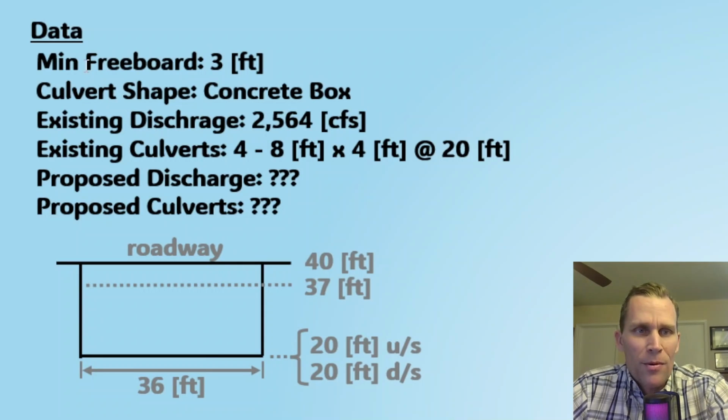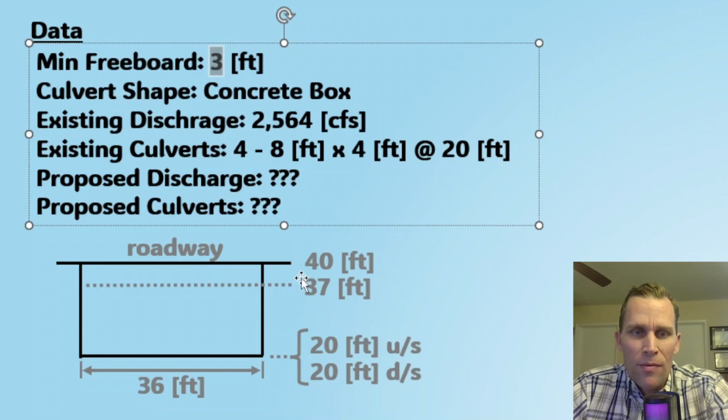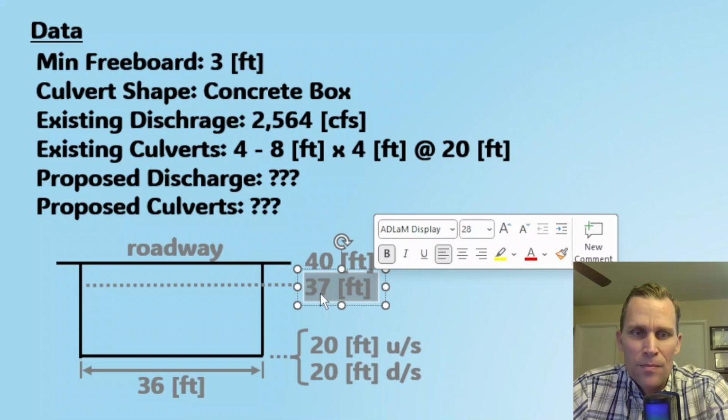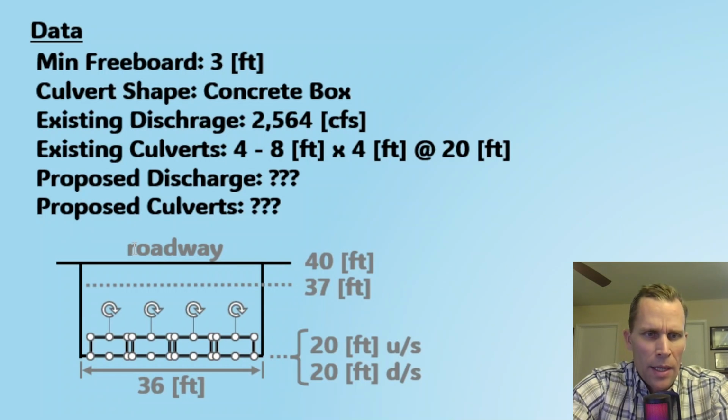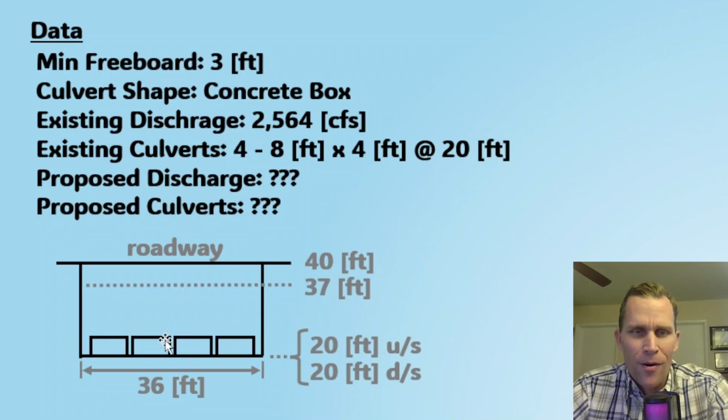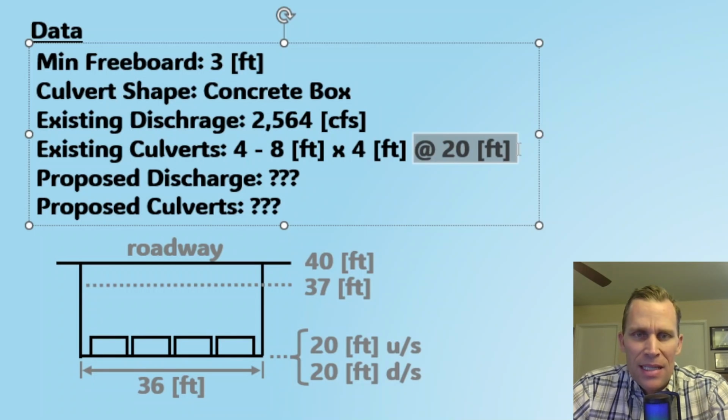Okay, a few other culvert parameters here. You can see that the roadway is at 40 feet with a minimum freeboard of 3 feet. That means the maximum allowable water surface elevation would be 37 feet. Okay, I need to add the culverts back in here. So there are our culverts. There are 4 8-foot by 4-foot culverts, so 8 feet wide by 4 feet tall. At 20 feet, this represents the invert elevation, so there's no slope in our culverts. It's 20 feet both upstream and downstream, for a total width of 36 feet. So there's not too much room. There's definitely not enough width in 36 feet to add another 8-foot wide culvert barrel.